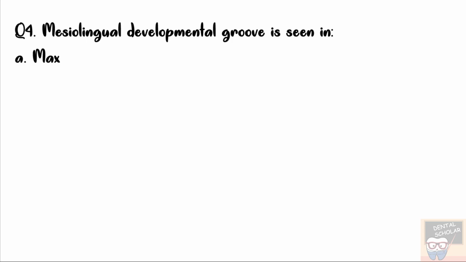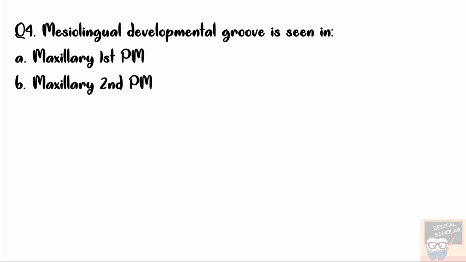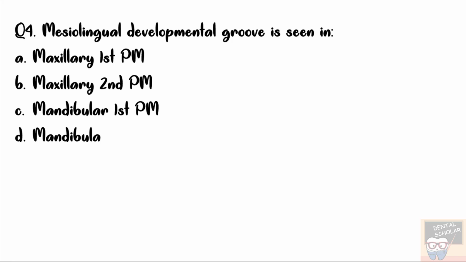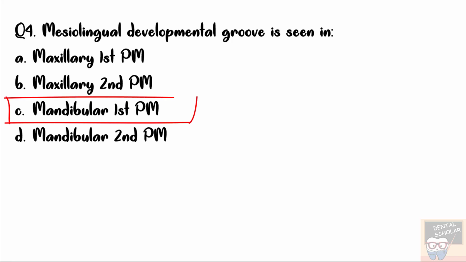Option A, maxillary first premolar, maxillary second premolar, mandibular first premolar and mandibular second premolar. The answer to this question is option C, that is mandibular first premolar. As we have already discussed, the mesiolingual groove is present on the mesial marginal ridge of the mandibular first premolar. Let's now go to the next question, that is question number 5.